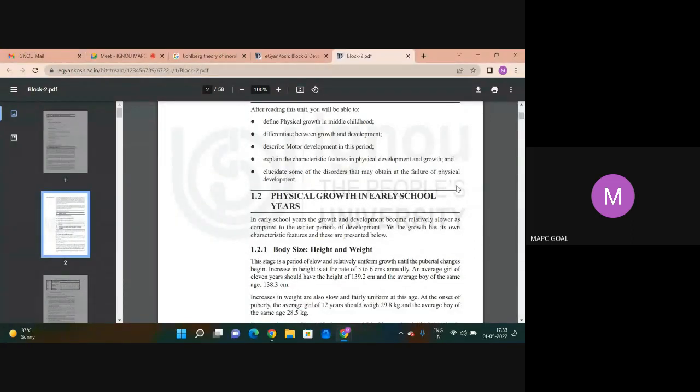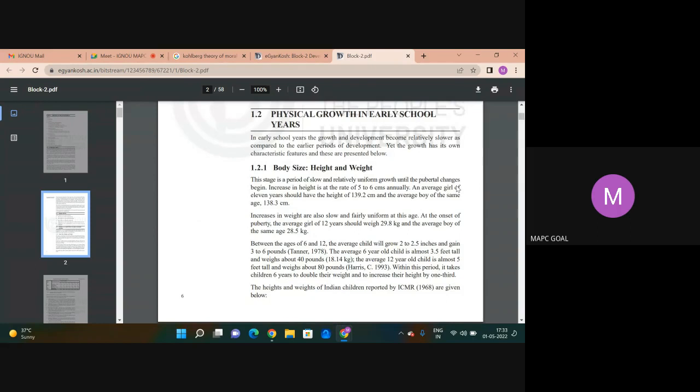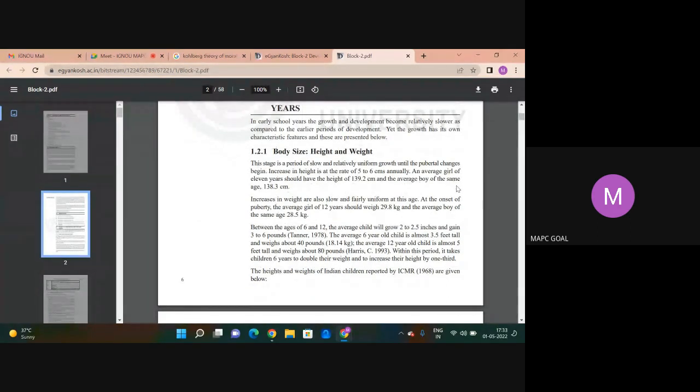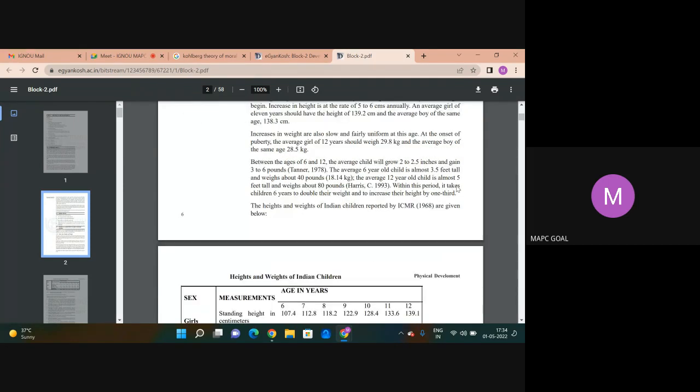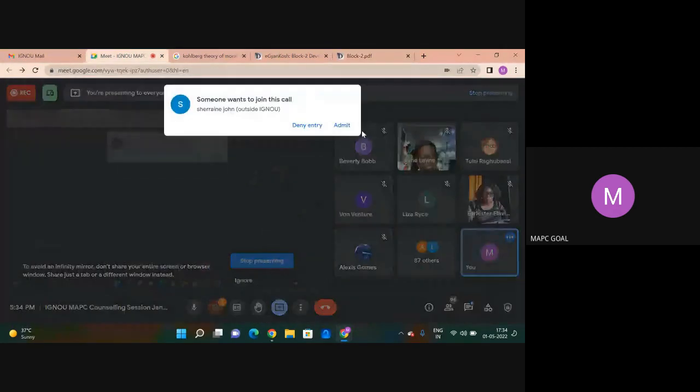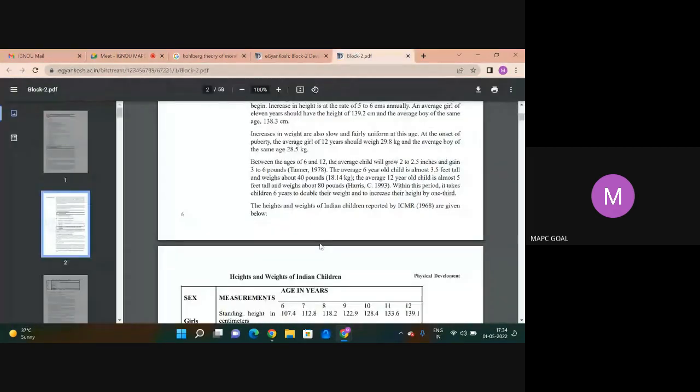Then we also have physical growth in early years. So the physical growth, as you can see, it is the height and weight. We can talk about this height and weight. So the increase in height is at the rate of 5 to 6 cm annually. The average girl at 11 years should have a height of 139.2 cm, and the average boy the same, 138.3 cm. So all these ages, they have mentioned for the different age groups. It's not particular to everyone. It could differ from country to country and from place to place also, but there's something universal which they have mentioned. So you can have a look at them.